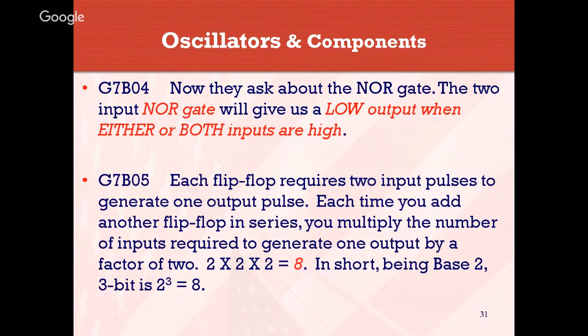Flip-flop circuits require 2 input pulses to generate 1 output pulse. Each time you add another flip-flop, you multiply the number of inputs required to generate 1 output by a factor of 2. 2 times 2 times 2 equals 8. In short, being base 2, 3-bit, or 2 to the third power equals 8.